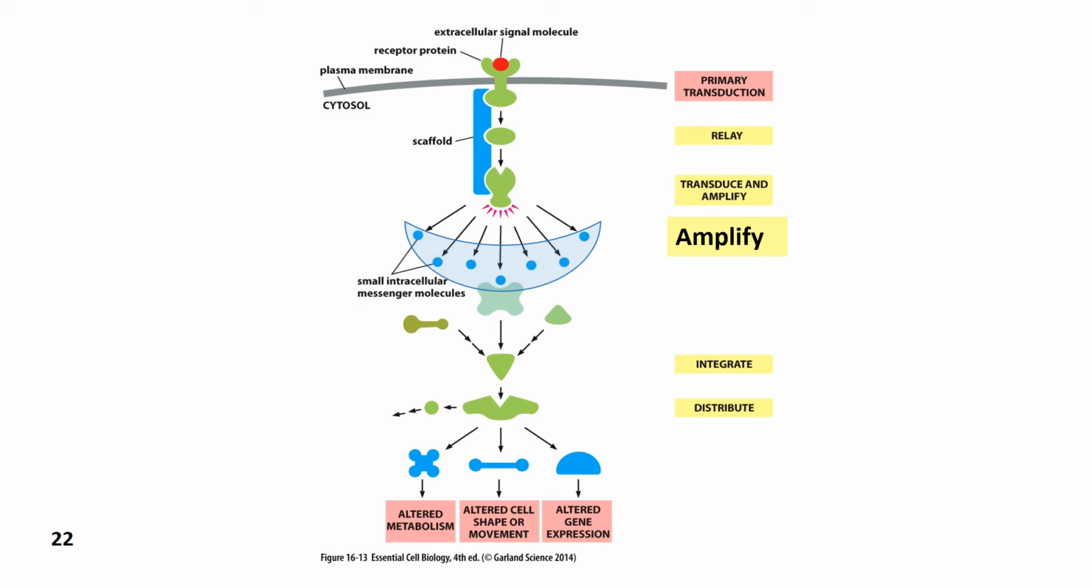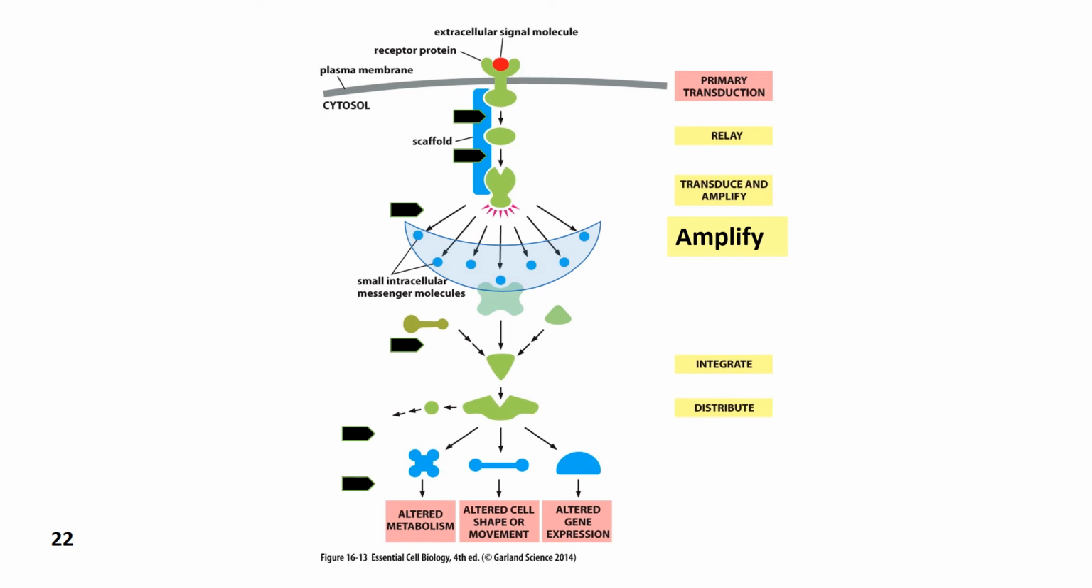Having multiple steps along the cascade pathway also allows us a number of opportunities to modulate the effect. And by modulate, I mean either amplify or inhibit. Having each step with the ability to modulate the effect allows us to fine-tune cellular responses.